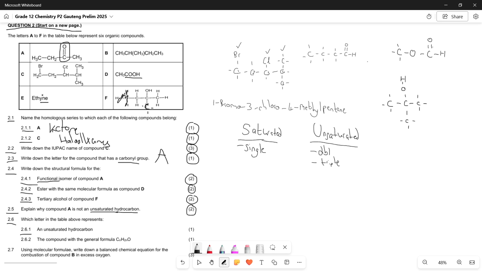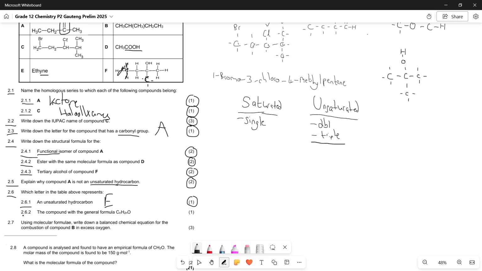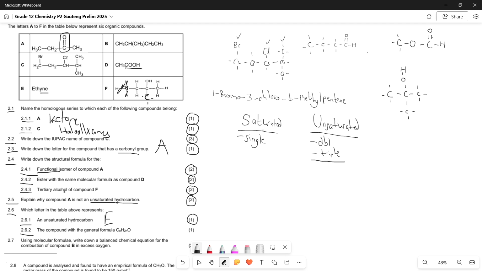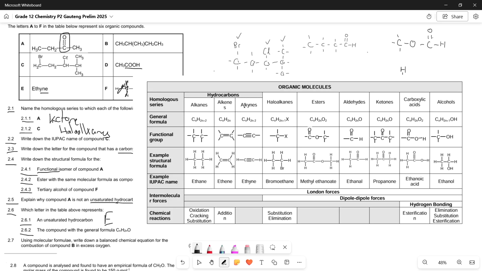E. And if we're going to look at E off the bat, ethyne is meth-eth, so we've got 2 C's here. There are only H's, there's no attachment groups, and then there is a triple bond. And unsaturated hydrocarbons have double or triple bonds, so therefore E is our answer here for 2.6.1. And that would earn us 1 mark over there. And then 2.6.2 says the compound with the general formula CnH2nO. So if we're going to reference the sheet here, we can see the general formulas for all of these guys.